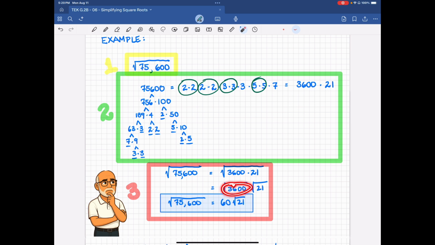3,600 is a perfect square. That is 60 times 60. So I know that the square root of 3,600 is 60, but I cannot break up the square root of 21 into anything lower. So it just transfers down to be the square root of 21. So the final answer for this problem would be the square root of 75,600 is equal to 60 times the square root of 21. This is how we simplify a square root.